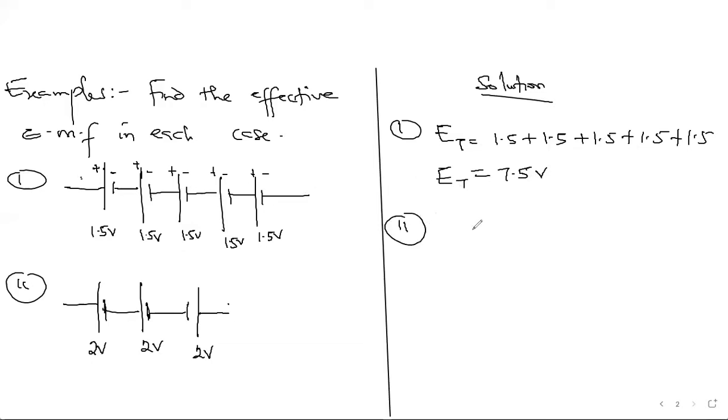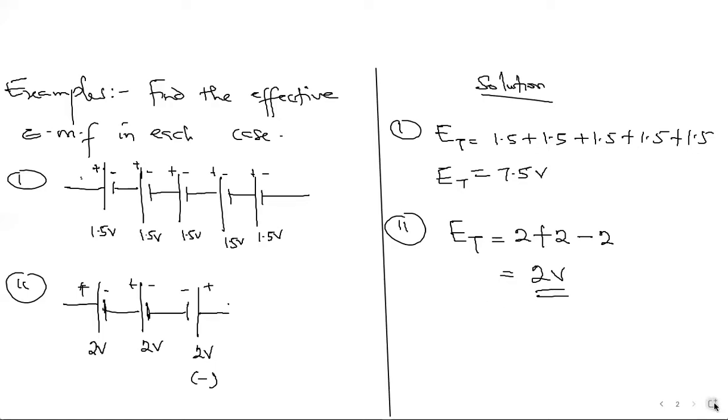Then for the second case, you have positive, negative, positive, negative, negative, positive. So you can see clearly that there's a wrong connection here. It means that the EMF of this will be negative. So the total EMF will be 2 plus 2 minus 2. And that will give you 2 volts. Okay, I hope that is clear.